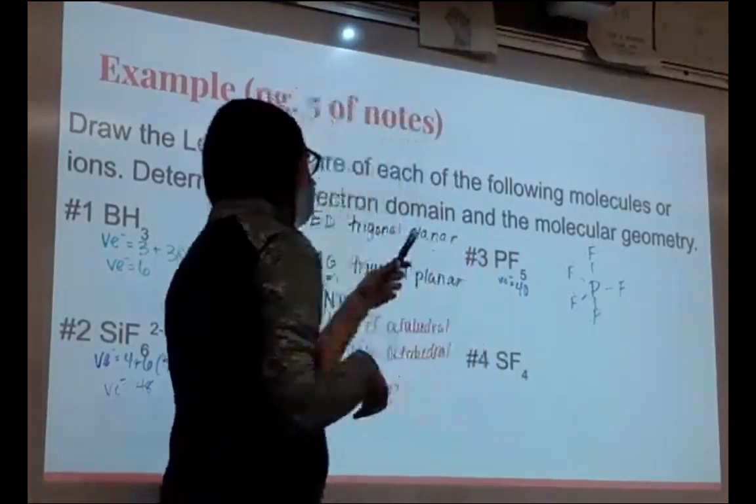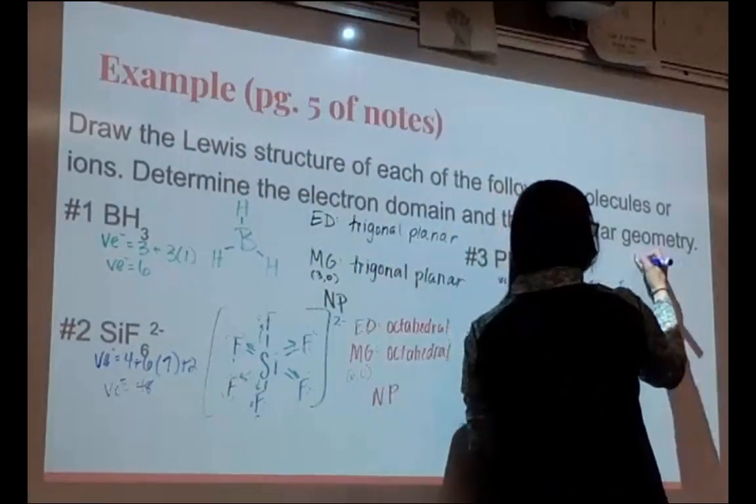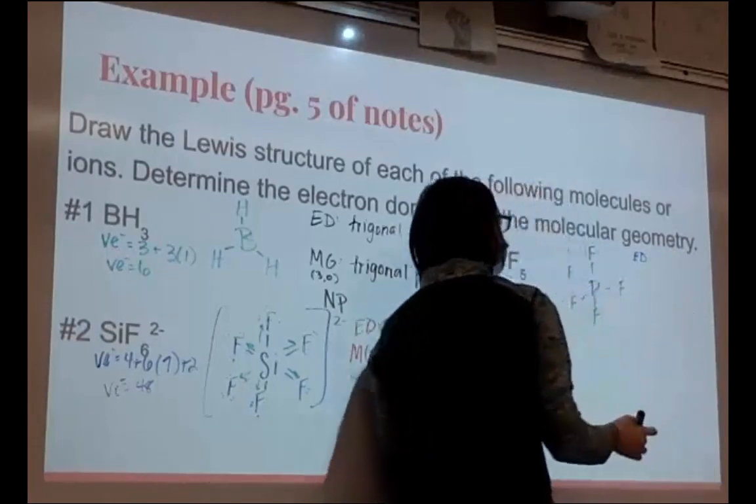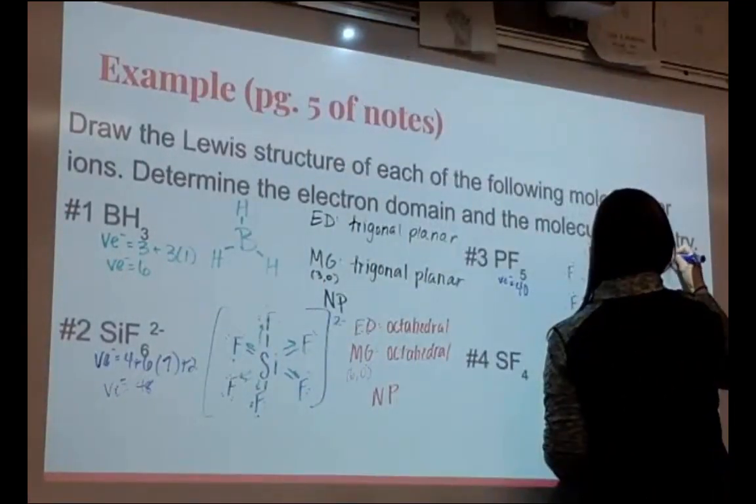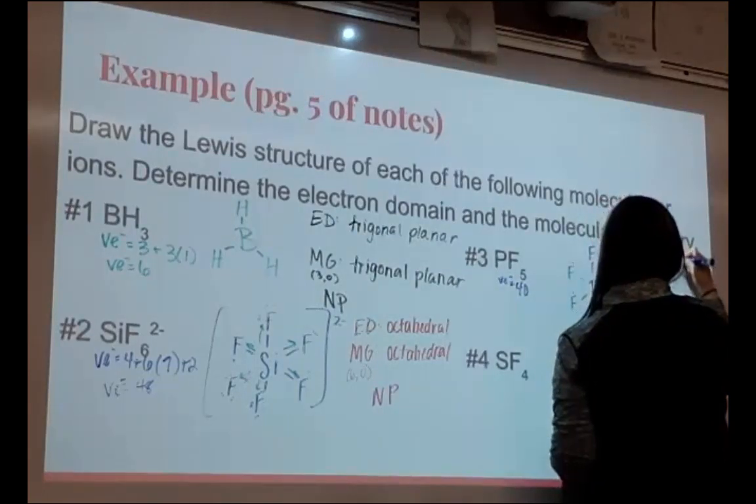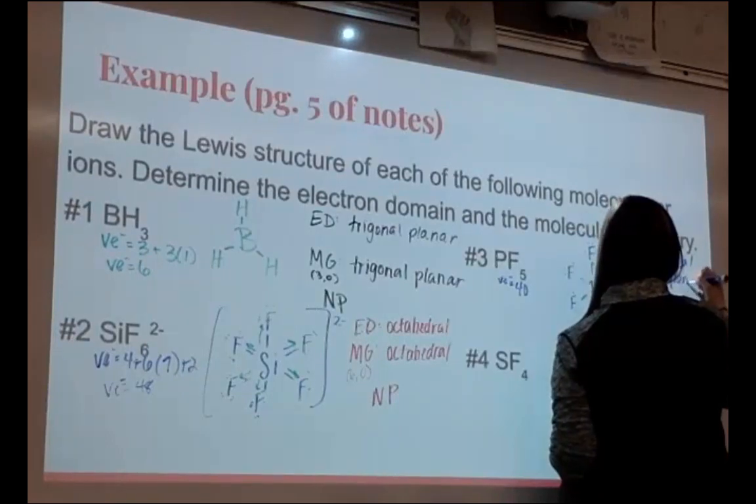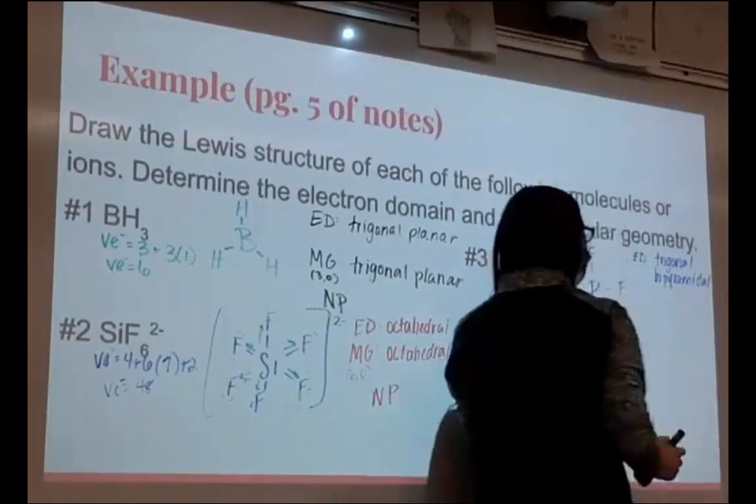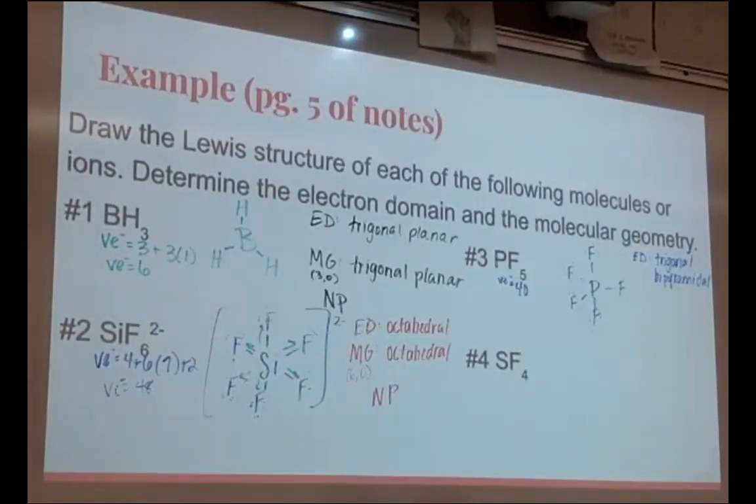So for electron domain geometry, you have 1, 2, 3, 4, 5 areas of electrons around the central. 5 areas of electrons is what fundamental shape? So trigonal bipyramidal. Trigonal bipyramidal is the fundamental shape with 5 atoms. That's different than trigonal pyramidal.